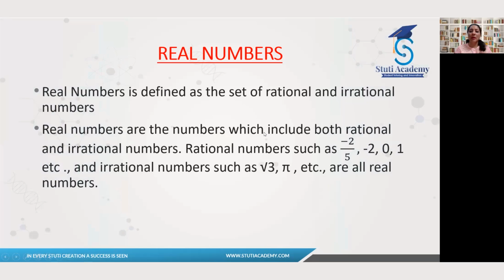Real numbers include both rational and irrational numbers. Rational numbers such as -2/5, -2, 0, 1, and so on, and irrational numbers such as square root of 3, pi, etc. They're all real numbers. So till now, we've studied that we have rational numbers which can be written in p by q form and irrational numbers which cannot be written in p by q form. Together they form a new collection that's called real numbers.